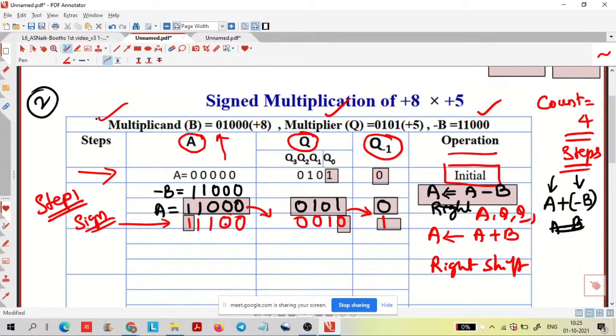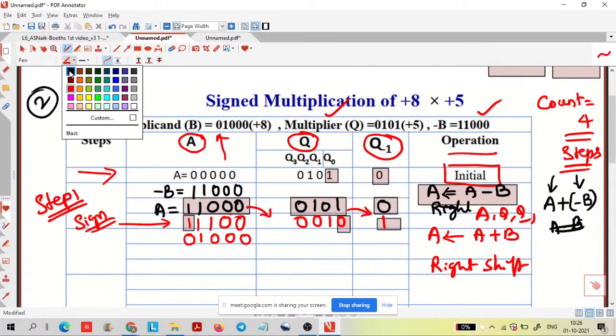So A plus B: A is already there. The value in A, that is the accumulator, the same value you have to take. Now what is the B value? B is the multiplicand. That is plus B. So what is your original value? 0 1 000. Then A plus B, then you perform the addition.